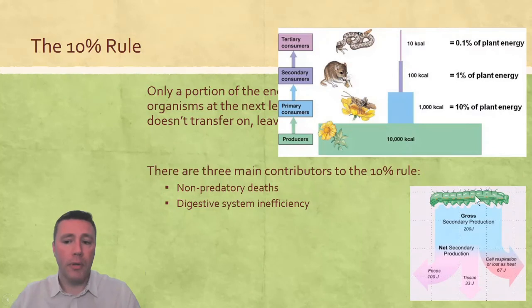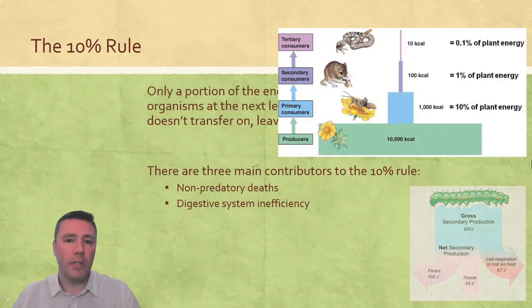You may remember that the caterpillar consumed 200 joules of energy, but not all of that energy actually got incorporated into the organism's biomass. Some of it did. Some of it was used to keep the organism just alive, but half of it was lost back to the environment in the form of feces. That's an example of digestive system inefficiency.